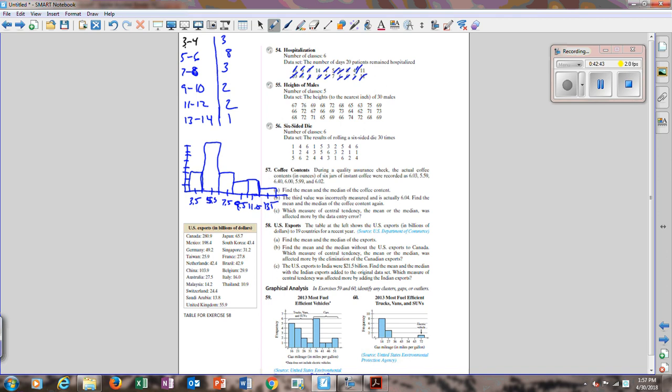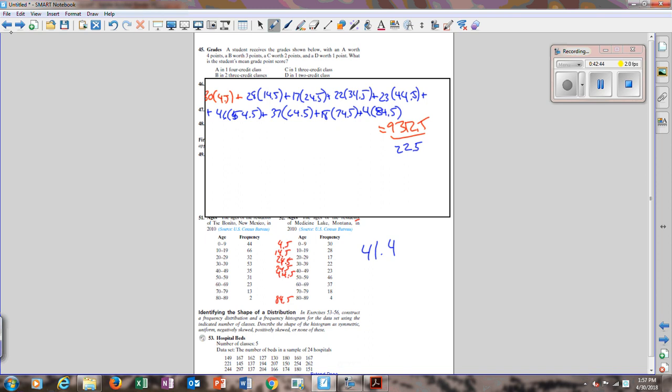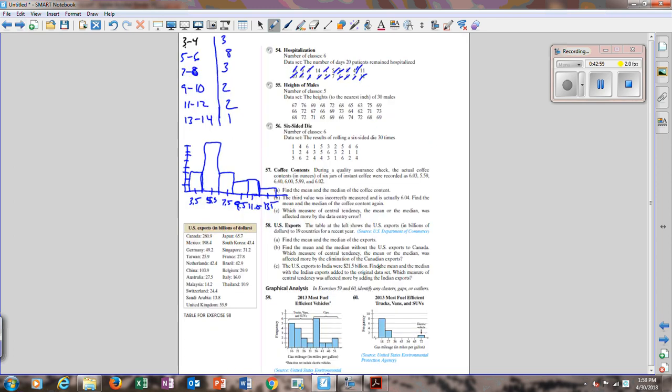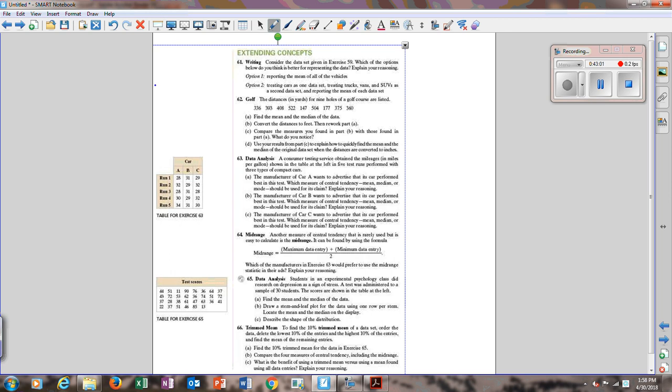I don't even remember what I was asking now. Describe the shape of the histogram as symmetric, uniform, negatively skewed, or positively skewed. This would be positively skewed, or I would call it a skew right.